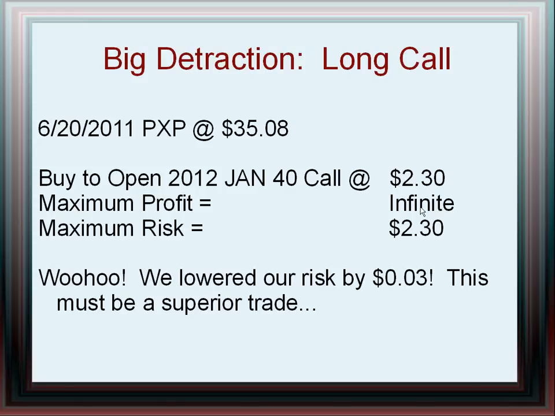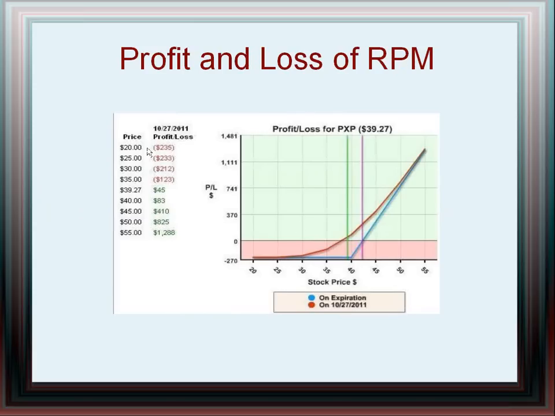So the maximum profit is infinite, but the maximum risk is only $2.30. So we lowered our risk by 3 cents. This must be a superior trade. Well, let's take a look at that. Okay, there's the profit and loss chart of the RadioActive Profit Machine on PXP.